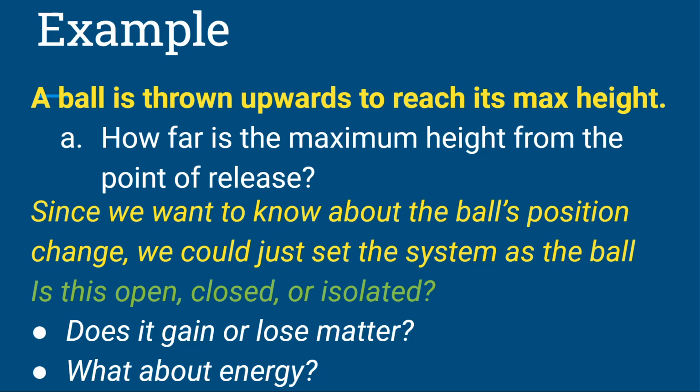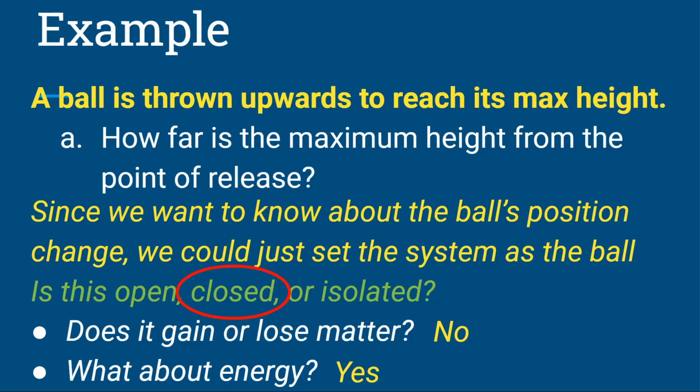So thinking about this example of this ball that's been thrown upward, does it gain or lose matter? Let's start there. No. Okay, we won't have any gain or loss of matter. What about energy? Yes. If it's just the ball, yes. Okay, we could have a gain or loss of energy. It will slow down, for example, as it rises. And so it will lose kinetic energy. So, of course, it will have a change in energy, which means energy can be exchanged with its surroundings, which makes it a closed system. Okay, because we can't exchange matter, but we can exchange energy in that example.